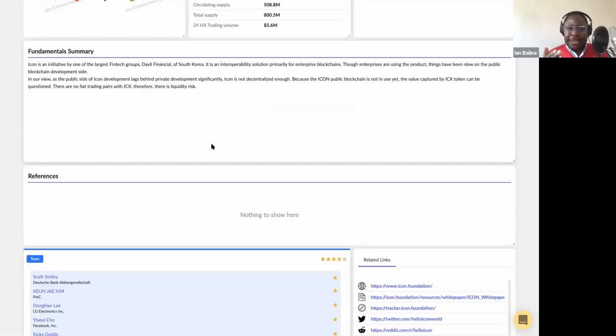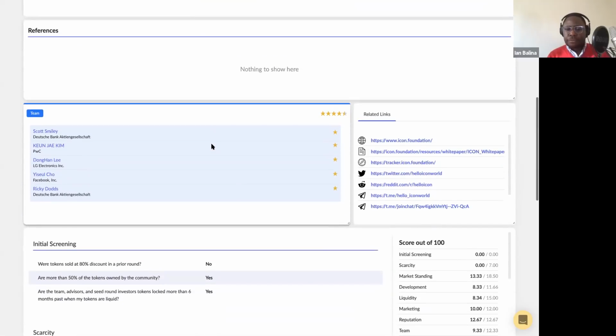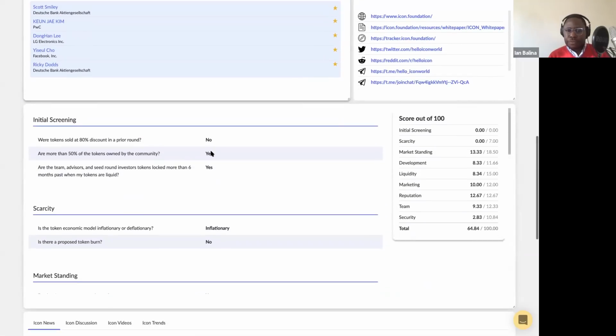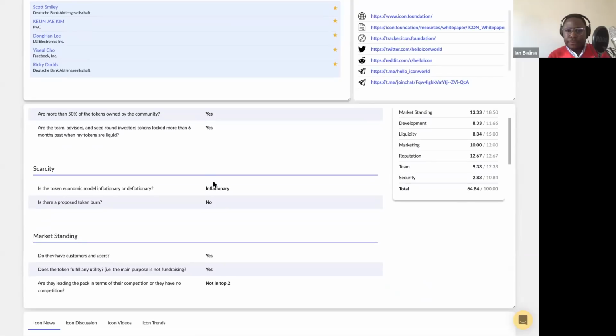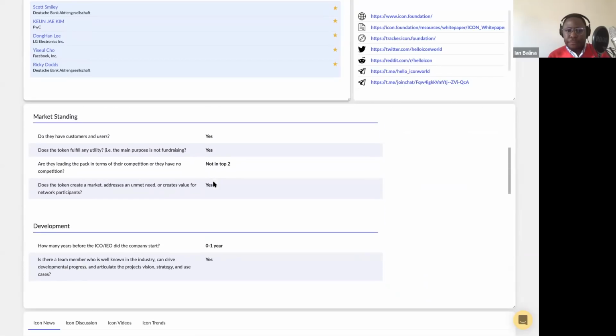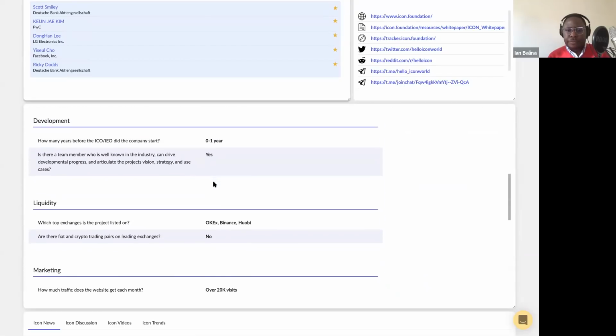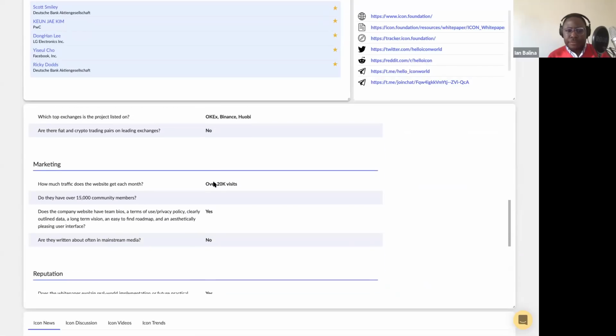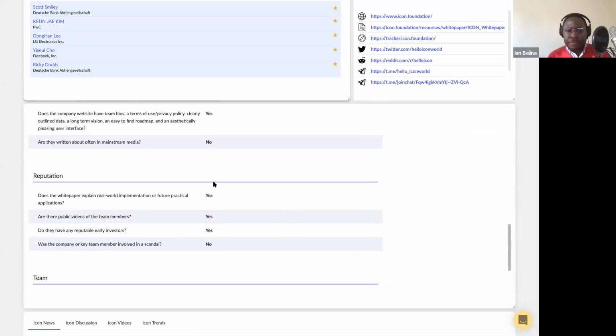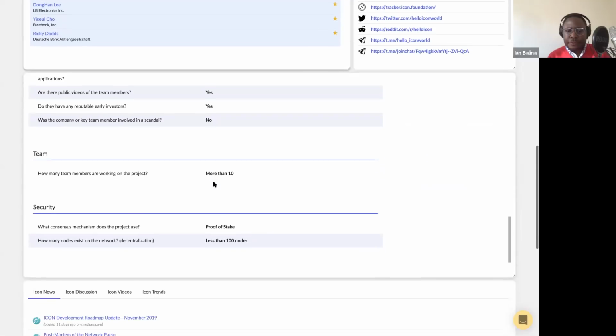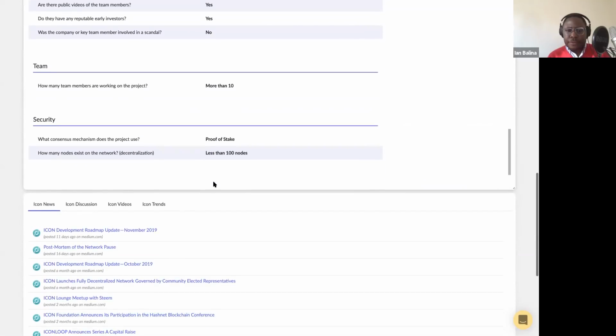Hey, Sam, do you want to quickly chime in on what you do when you're doing fundamental analysis? Yeah, sure. When we look at the fundamentals, we look at like 25, 26 different data points. So we do an initial screening at the beginning, looking through like where the token sold at an 80% discount in a prior round. We don't want to be investing in any tokens that are just going to come on the market and dump on us.